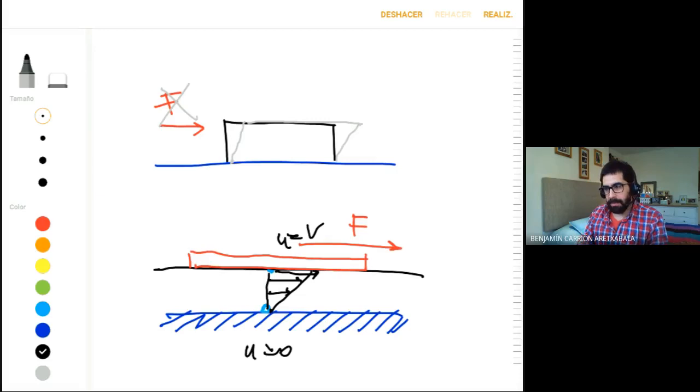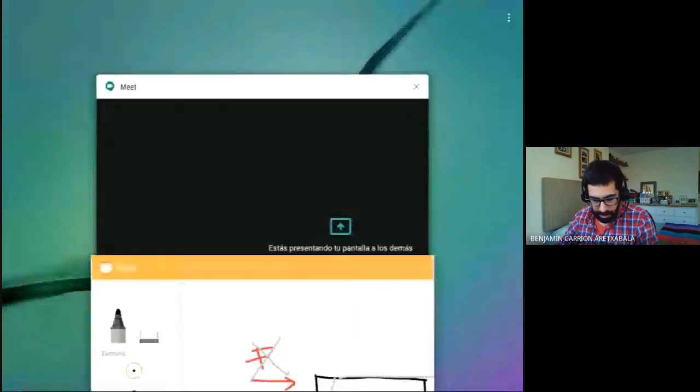And this might seem a bit theoretical, but it's actually true. So let me try and show you. I think it's a very neat experiment. Give me a moment. Yeah, this one.